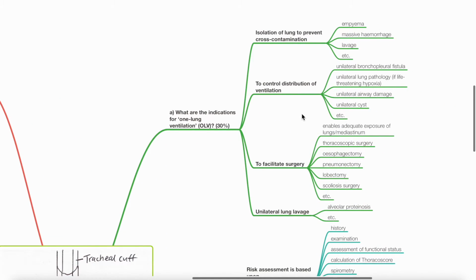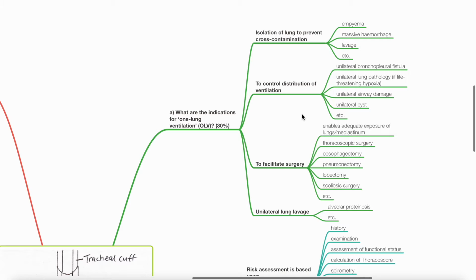30 marks. Indications for OLV include isolation of the lung to prevent cross-contamination, such as in empyema, massive hemorrhage, and lavage. Secondly, to control distribution of ventilation, such as in unilateral bronchopleural fistula, unilateral lung pathology with life-threatening hypoxia, unilateral airway damage, or unilateral cyst.